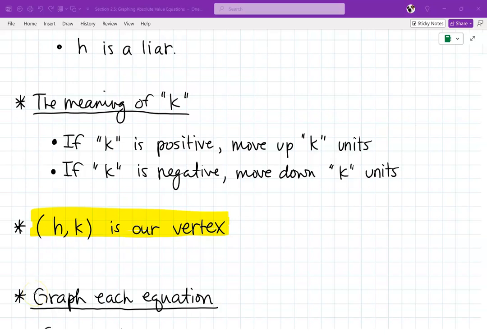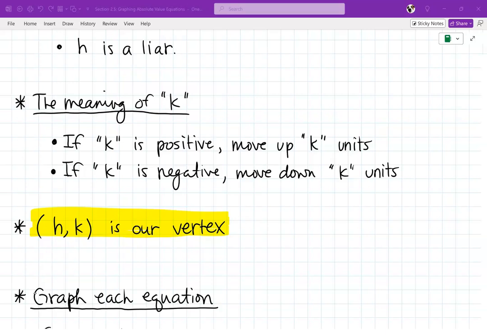So if K is positive, I said, move up K units. If K is negative, move down K units. K does not lie, so pay attention to what the number says, and that's exactly what the number is. If you see a -3, it's really a -3. If you see a +2, it's really a +2.